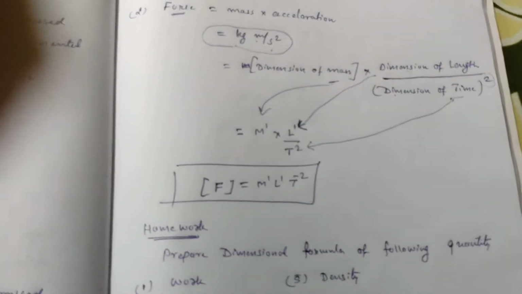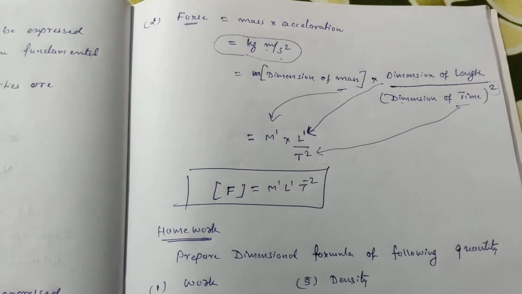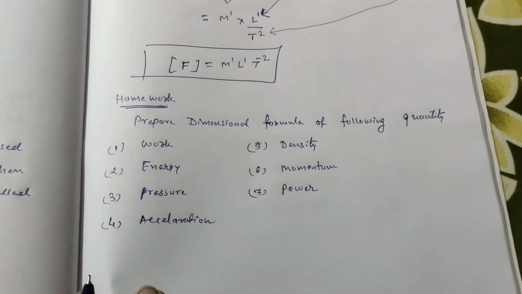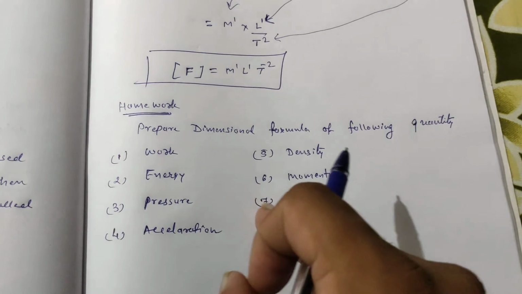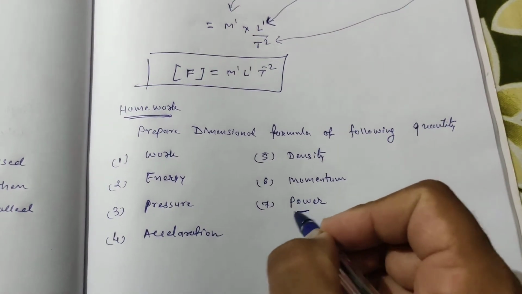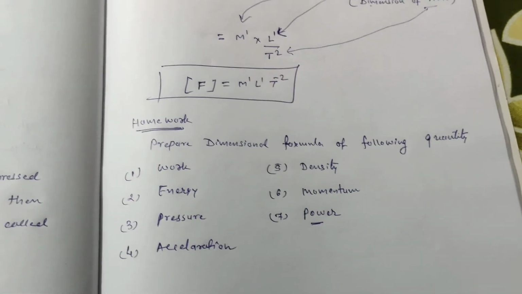Now by using this method, I am going to give you a homework. Find out the dimensional formula of these physical quantities. Only 7 quantities at present I am going to give you. Hope you just find out and give me the answer.